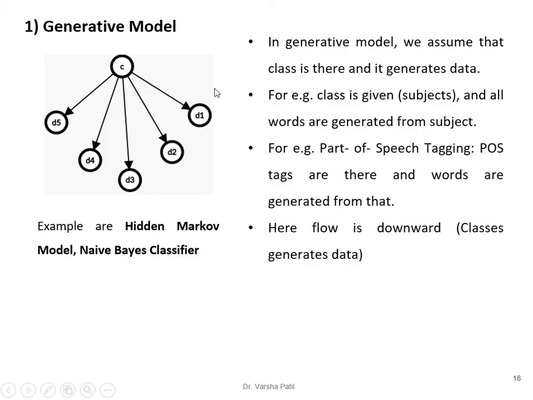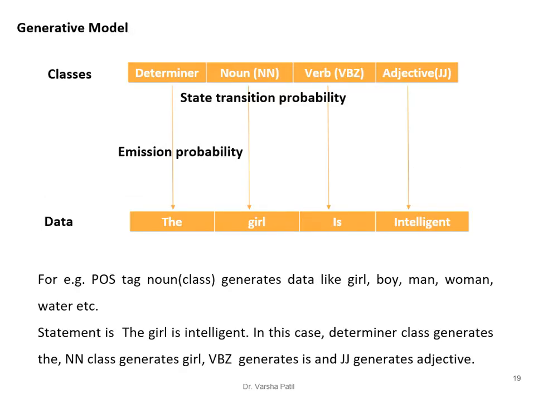So all types of tags are nothing but the classes, and for every class there is a set of words. Here the flow is downward. This is very important to remember. Here the flow is downward. Now see in detail.